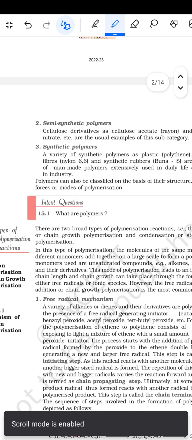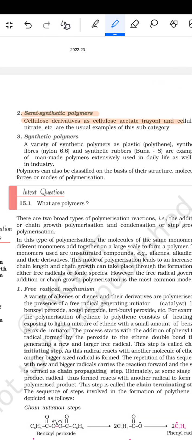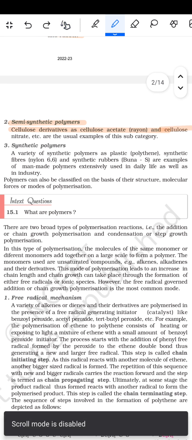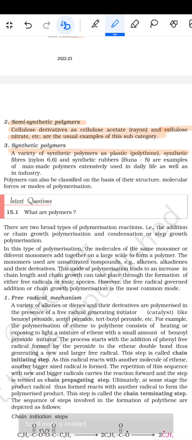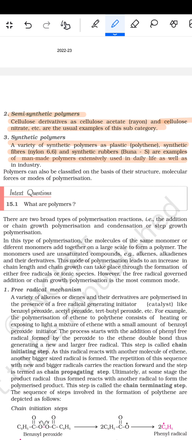After this comes the semi-synthetic polymers. So cellulose derivatives such as cellulose acetate, rayon, and cellulose nitrate etc. are the usual examples of this subcategory. Then come synthetic polymers. So a variety of synthetic polymers such as plastic, polythene, synthetic fibers, nylon 66 and the synthetic rubber Buna-S are examples of man-made polymers extensively used in daily life as well as in industry. Polymers can also be classified on the basis of their structure, molecular forces, or modes of polymerization.